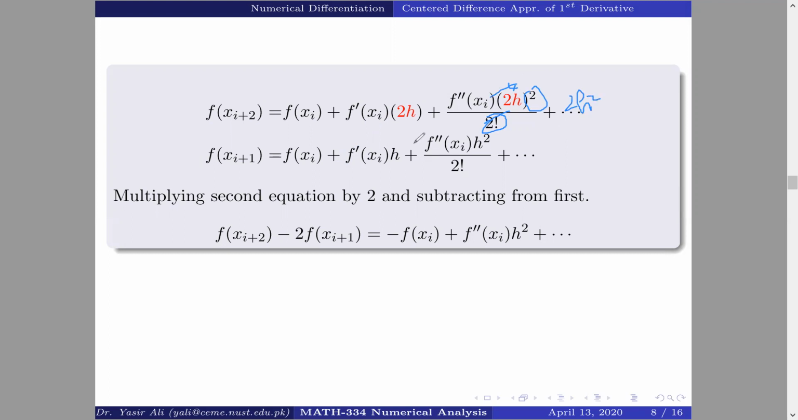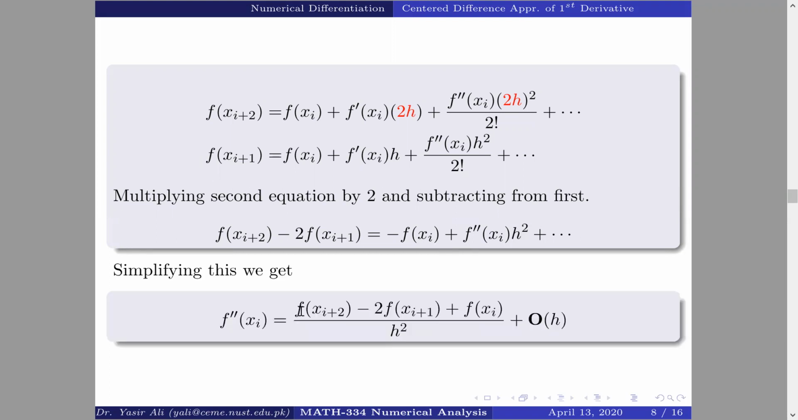And here if I multiply by 2, I will get only a negative f double dash x i term. So if I simplify this, I'm going to get f double dash x i times h square. And from here I want to get the expression for this term, so I will take the other terms to the other side and then divide by h square. I'm going to get this kind of an expression, and you will see that the order of the error term again depends upon h.